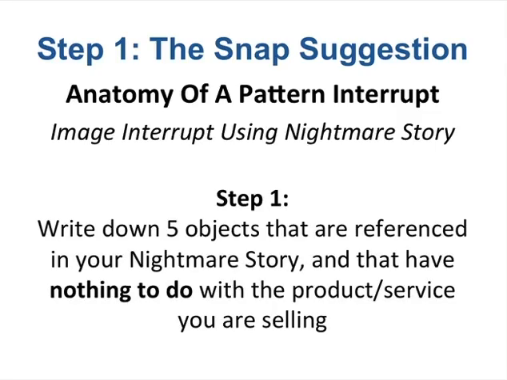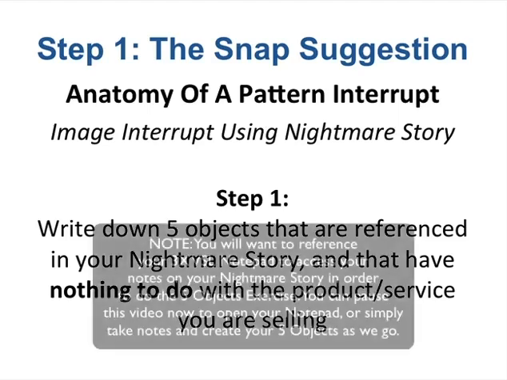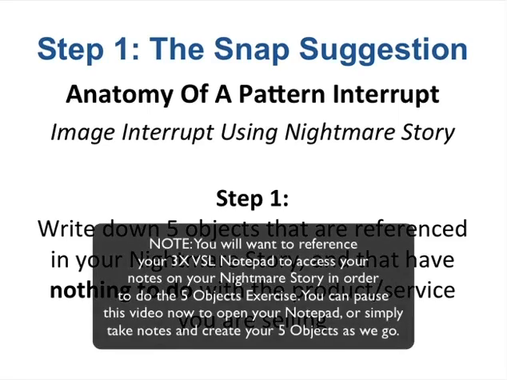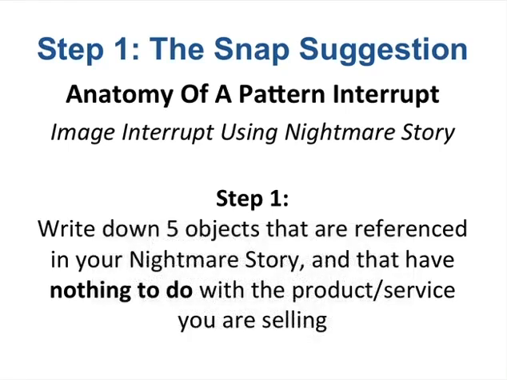Step 1, write down 5 objects that are referenced in your nightmare story that have nothing to do with your product or service that you're selling. Do I sell jackets? No. Do I sell fish? No. Okay? That's what makes it a pattern interrupt. If I showed them a bottle of a supplement, or a supplement bottle or a scale or anything like that, that's too close to what I do. Okay? That's too close to what I do.